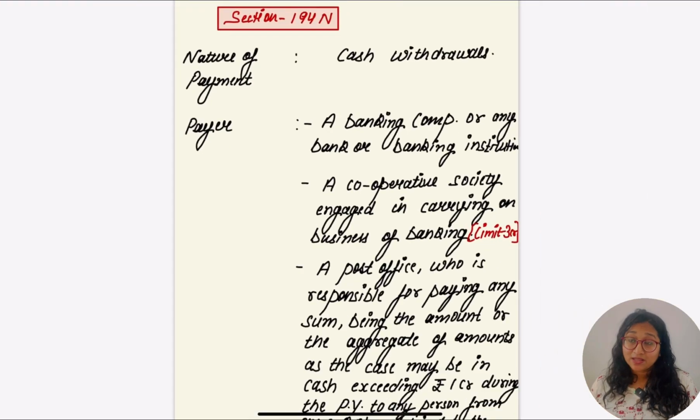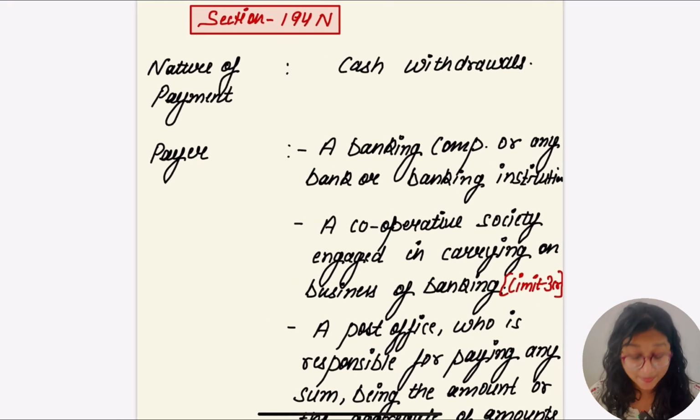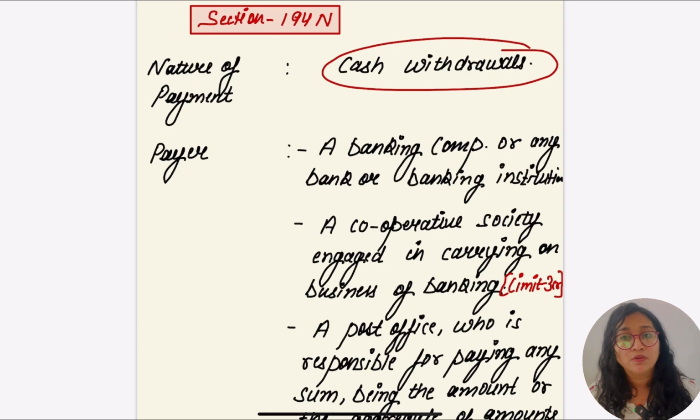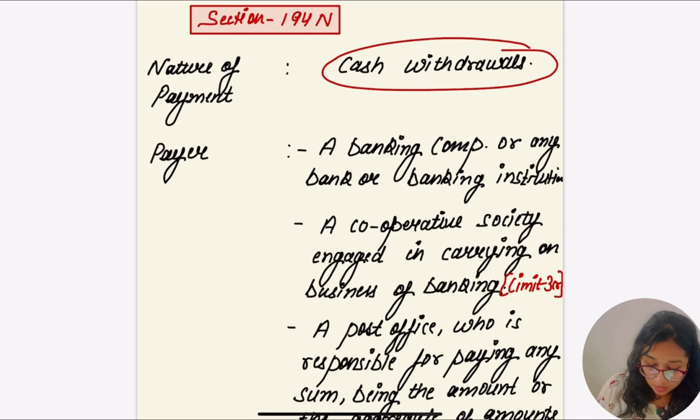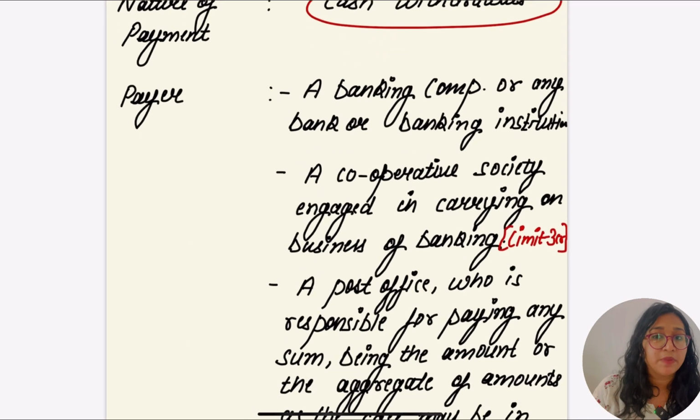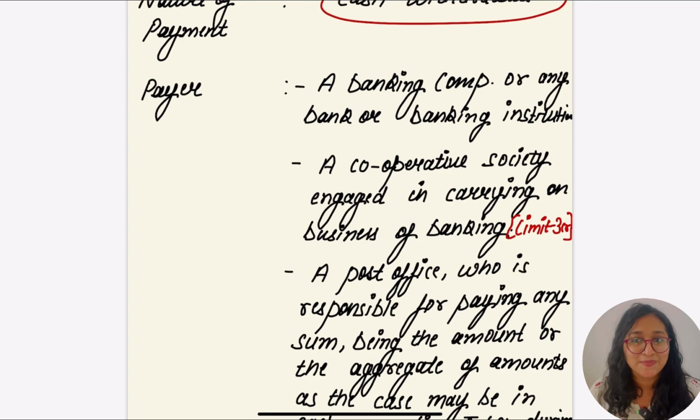Let's go for the other section, which is 194N, which is about cash withdrawal. Whether the cash withdrawal is in the form of withdrawing cash from the ATM or by going to the bank and withdrawing the amount, whatever the amount is, we are going to take it. Now you have to tell me who is going to be the payer. Let me read it, then I'll explain it to you.